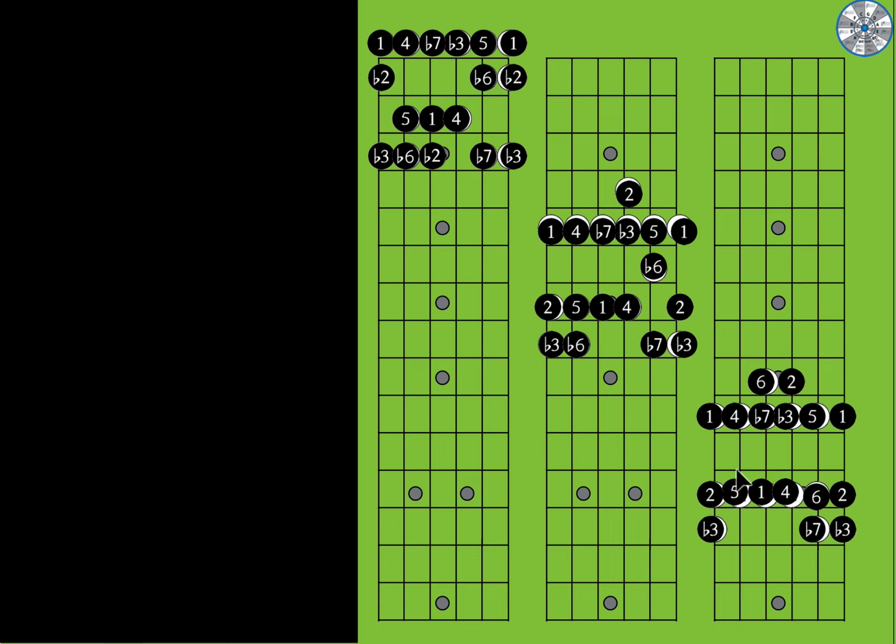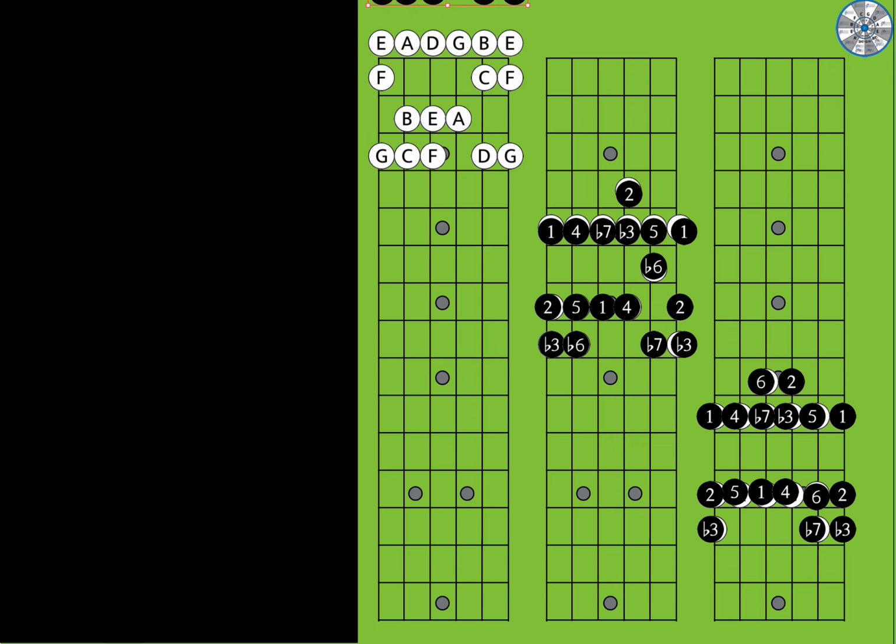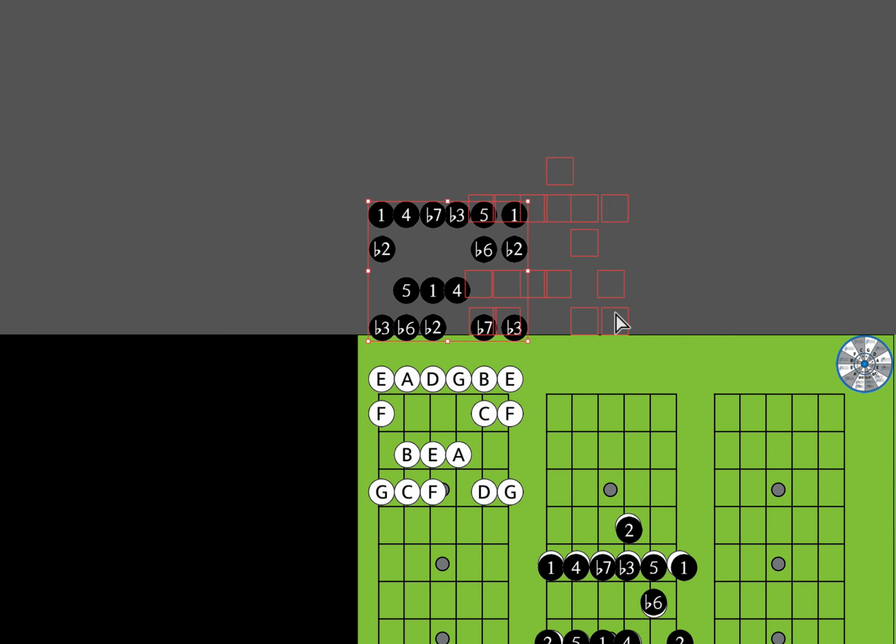Because these three are not that different from one another, once we know one, we should be able to remember the other ones. So let's eliminate these here and look at our notes once again.